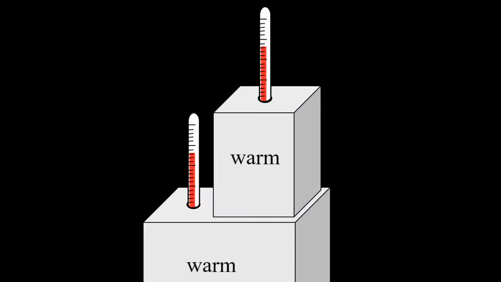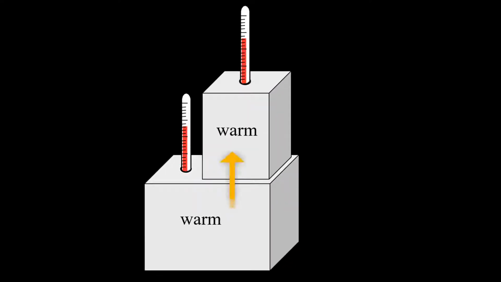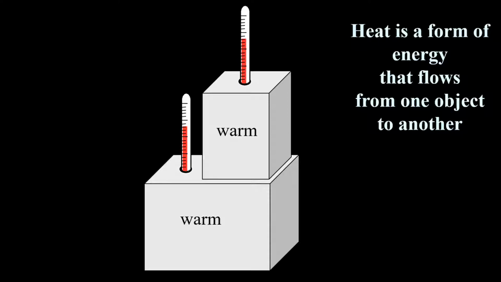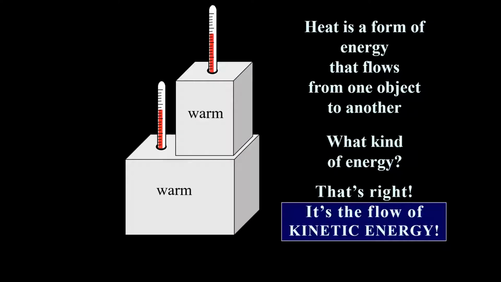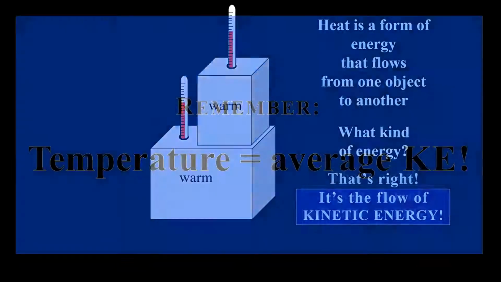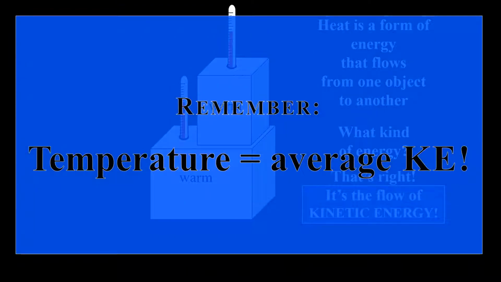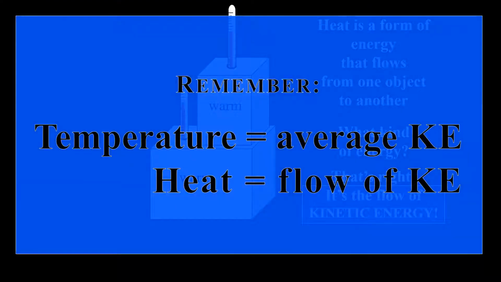You can see that there has been a transfer of energy from the hot block to the cold block, resulting in the same temperature for each. Heat is a form of energy that flows from one object to another. What kind of energy? That's right, it's the flow of kinetic energy. And it is important to remember that the temperature is the average kinetic energy of a substance, in contrast with heat, which is the flow of kinetic energy.